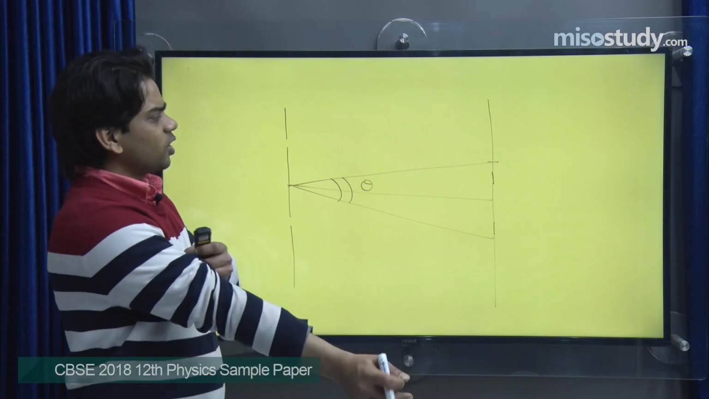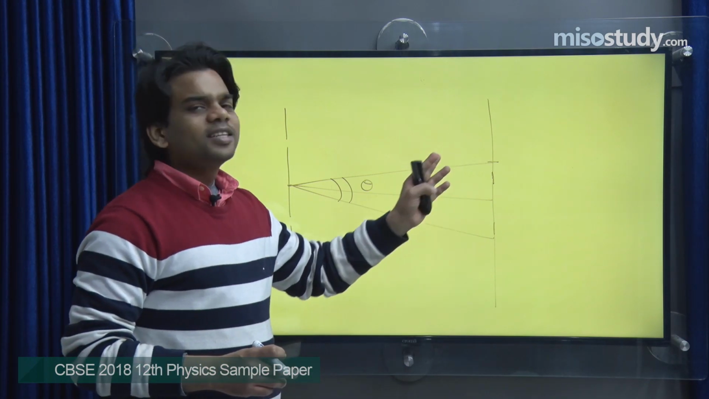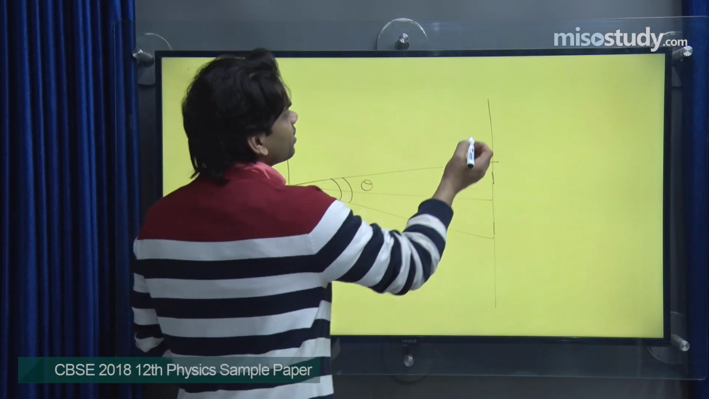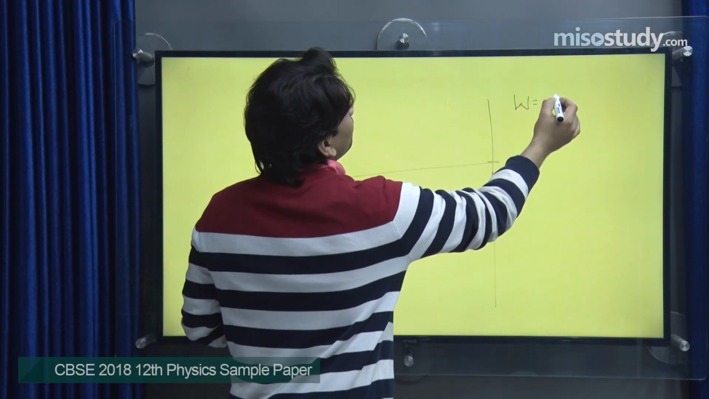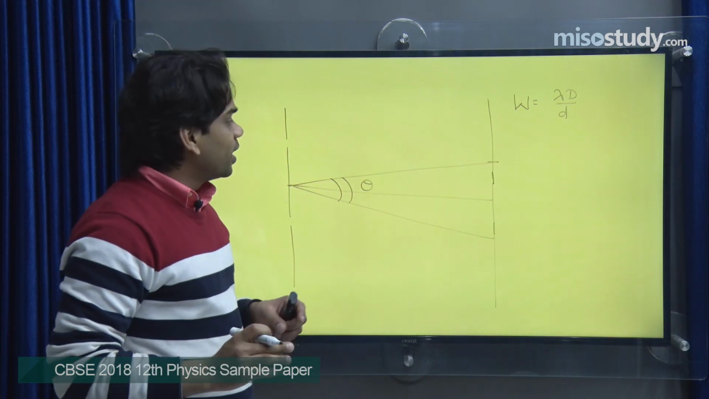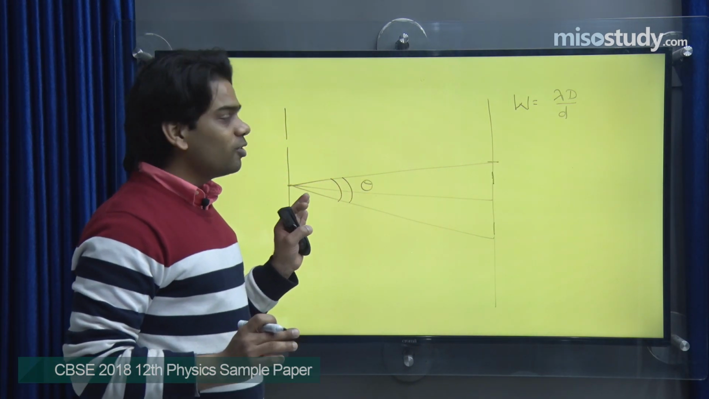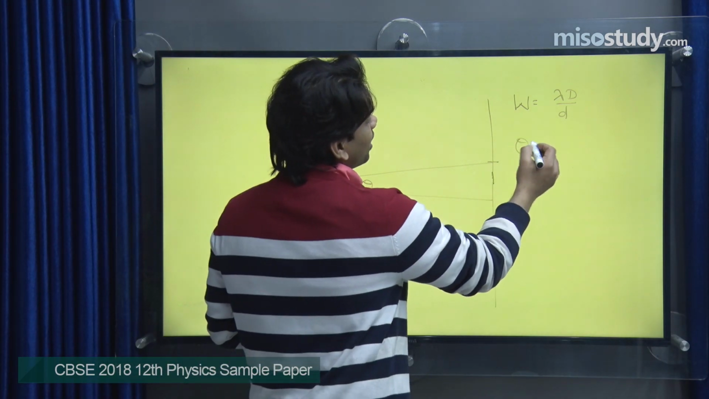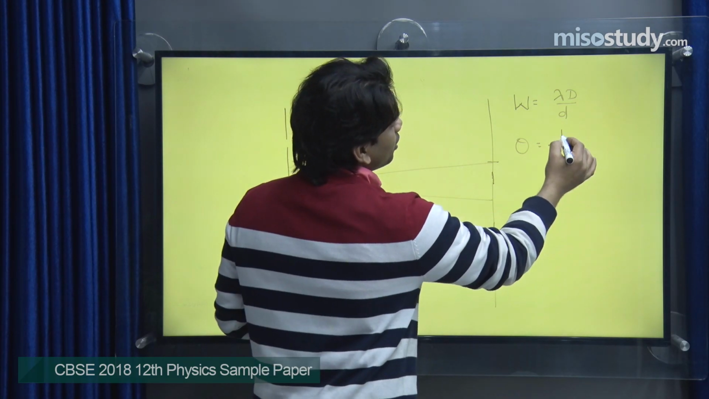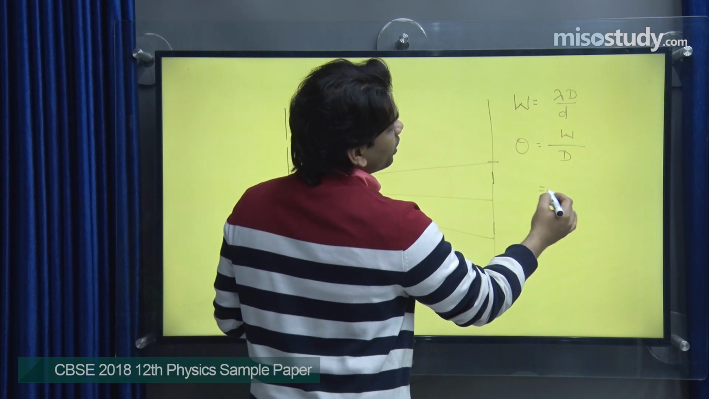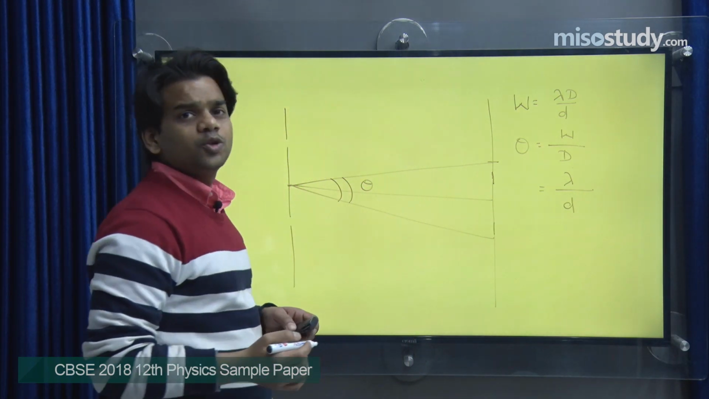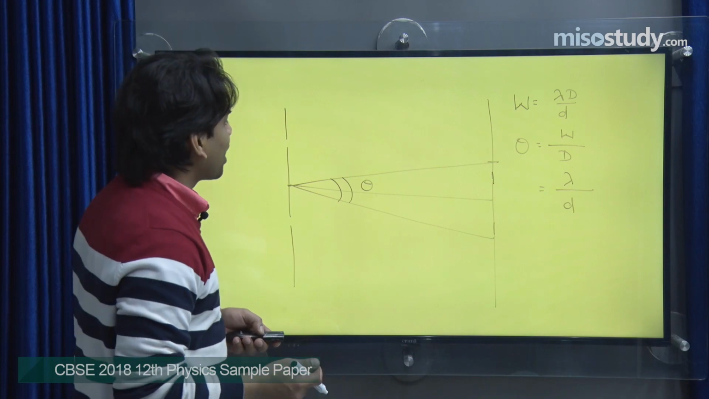Now we know that this is actually the fringe width. Fringe width is given as lambda D by d, so we know this value. Now the angle theta is equal to this distance, that is the fringe width, divided by this radius, that is capital D. So W by D will be the angular width. This will come out to be lambda by small d. Put in the values, and you are going to get the value of the angular width.